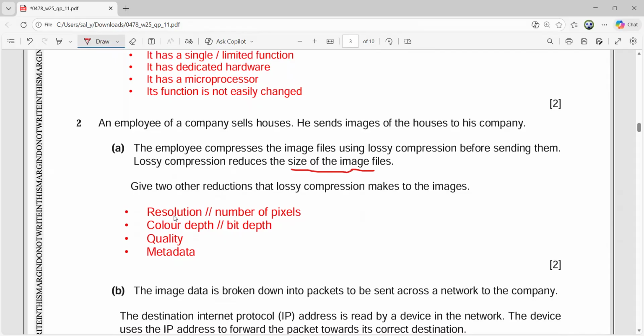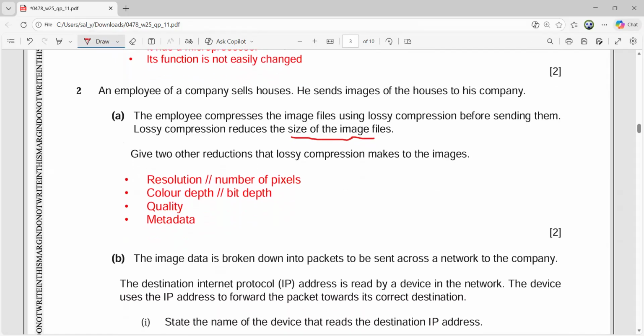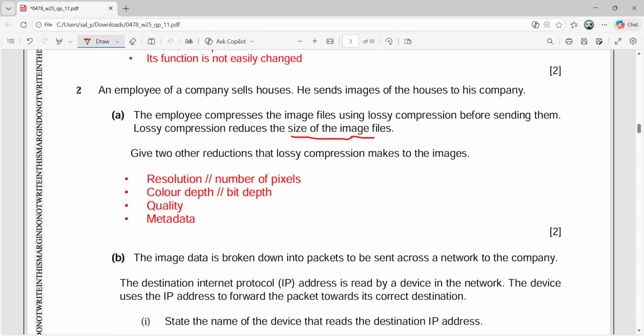Resolution or the number of pixels is reduced. The color depth or the bit depth of the image is reduced. The quality is reduced, or the metadata is going to be reduced. So in this manner, you can talk about any 2 of these 4 points, and you will be able to score 2 out of 2.